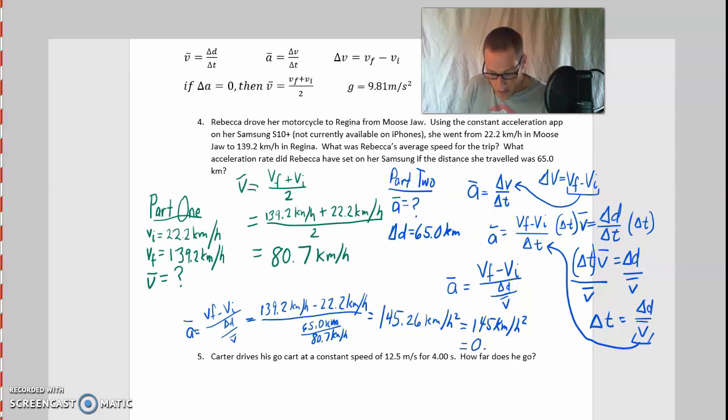It's 0.011, and I'll round to a 2 meters per second squared. So it's actually really slow. And that's what you'd expect. If you're driving from Moose Jaw to Regina and you go from 22 kilometers per hour to 139, to do that over the course of the whole trip, at a constant rate of acceleration, you must be accelerating very, very slowly, so slowly that no one in the car would even notice.